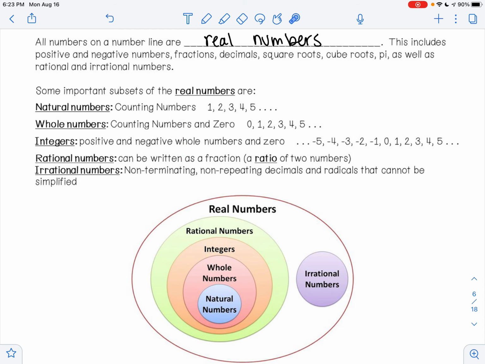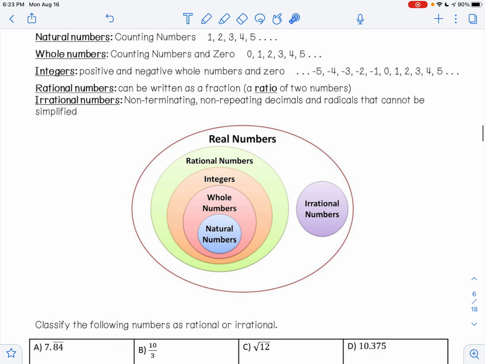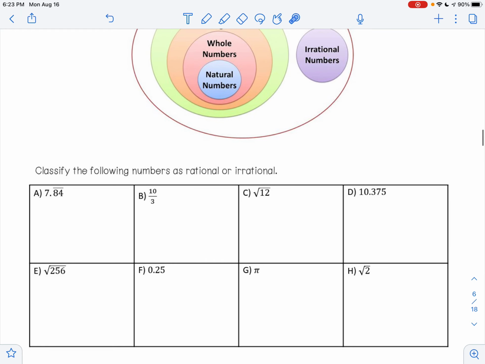So you've talked about this a lot in previous years. What I would like you to do is take a minute and pause this video and see if you can classify these numbers here as rational or irrational, and then see how you do when I go over them.